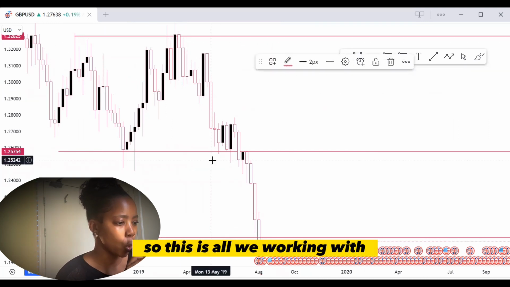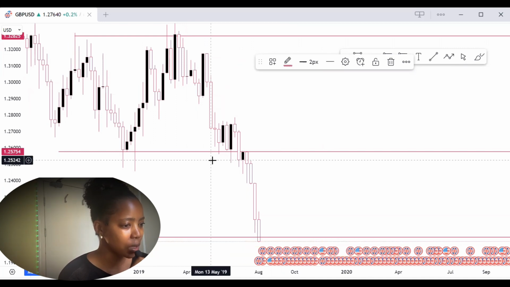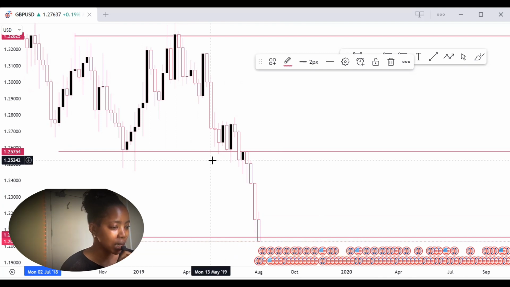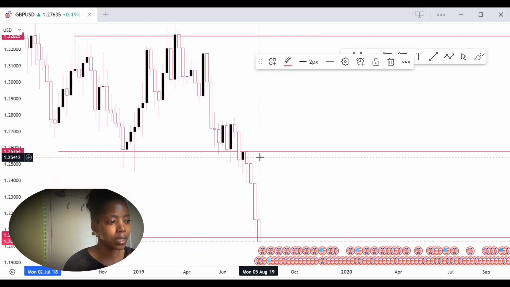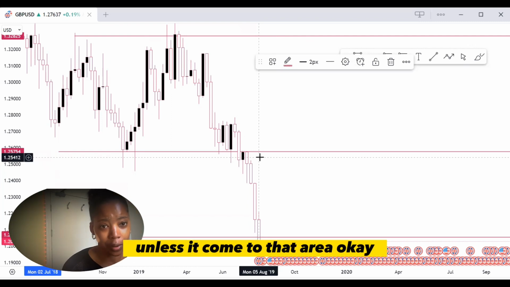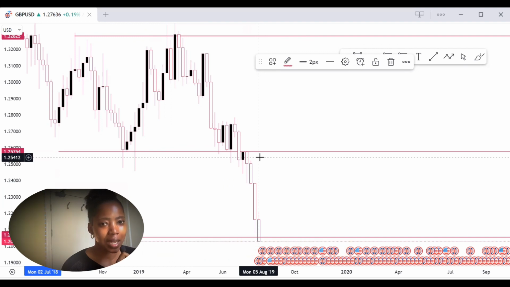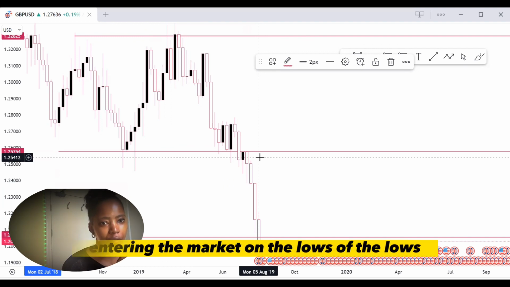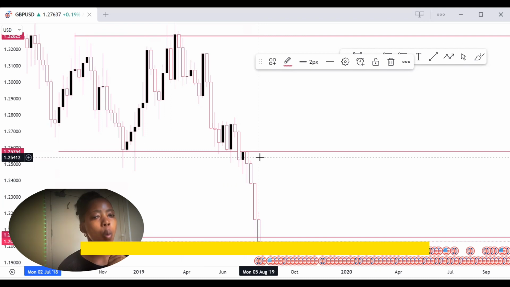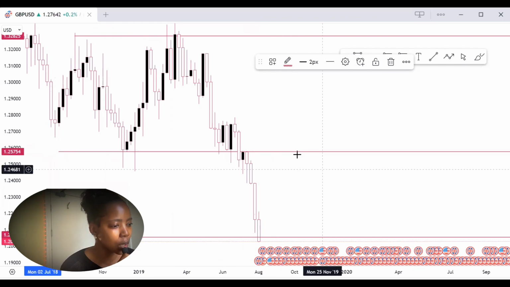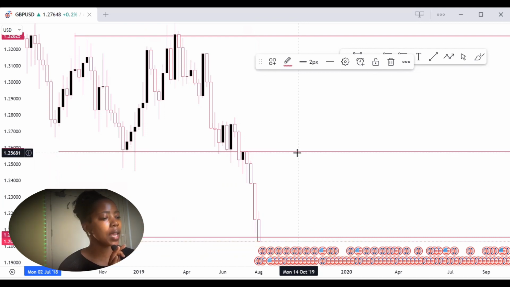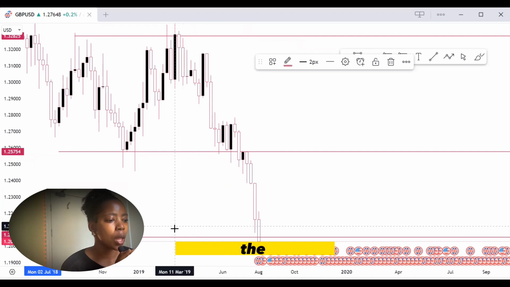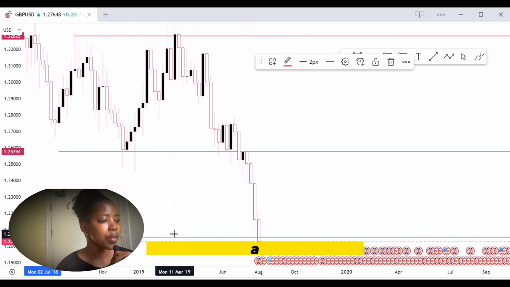So this is all we're working with. You are not looking at anything else. You are trying to find an entry, okay? So what you want to see is the market coming to this area. You are not touching the market unless it comes to that area, okay? If you are not confident entering the market on the lows of the lows or on the old low, wait for the market to come to the middle. You can call it equilibrium, whatever, but it's the middle, okay? Because we are working with the top, the middle, and the low of the market.